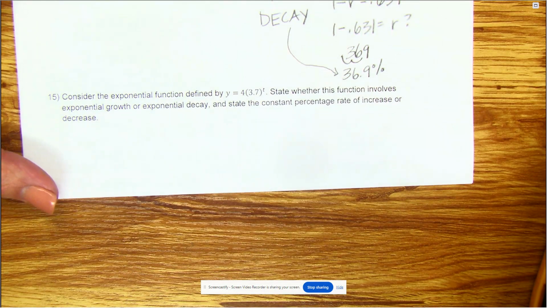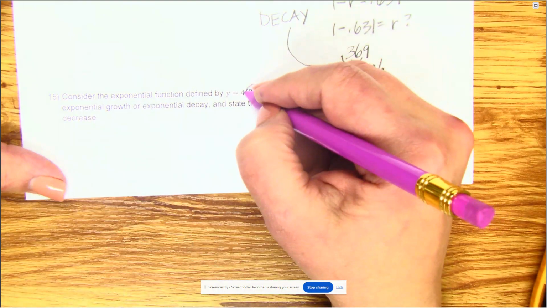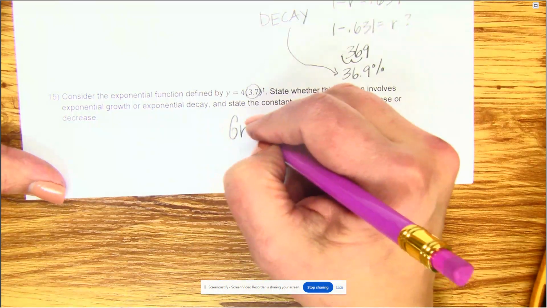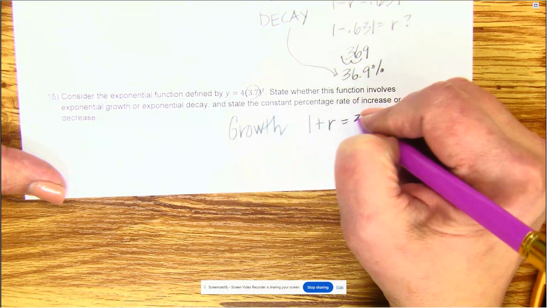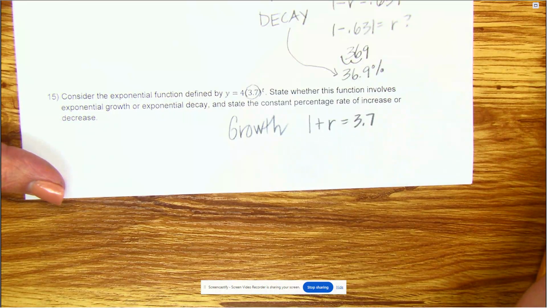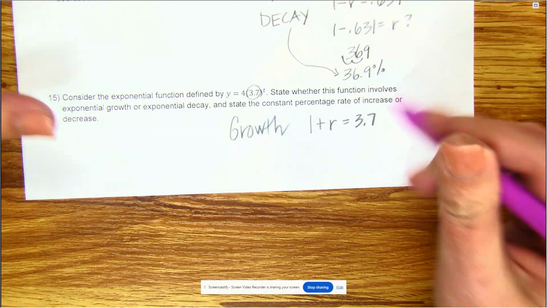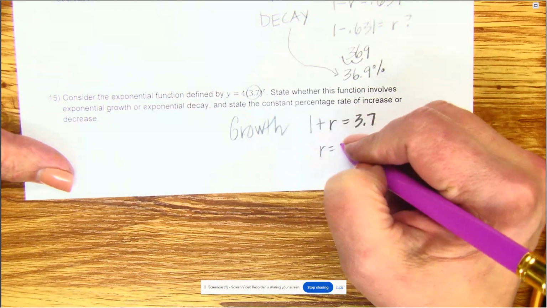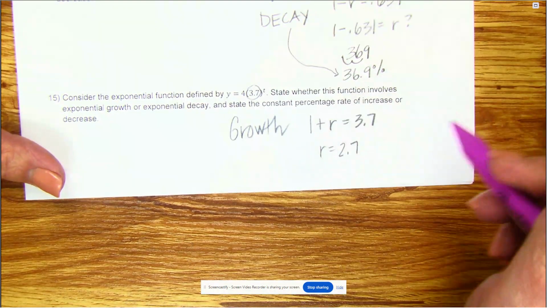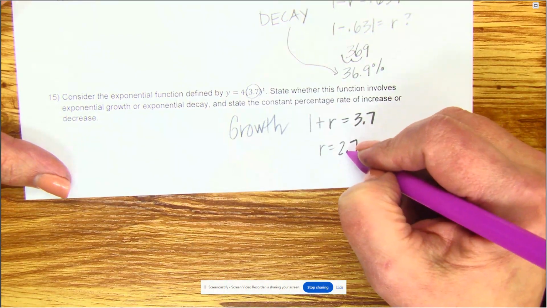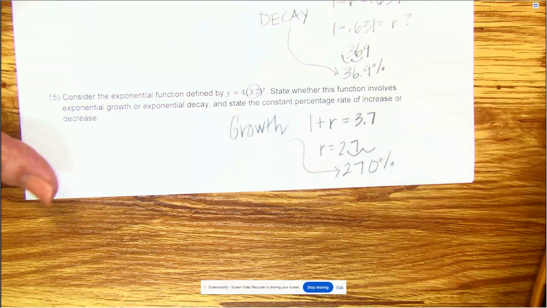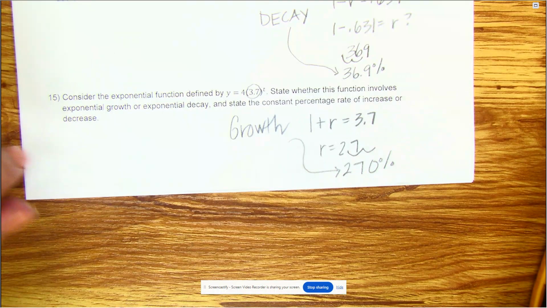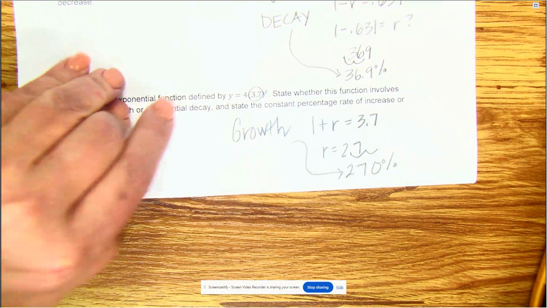Same thing here, new problem, growth or decay, and what's the constant percentage. So if the number in here is greater than 1, it's growth. This is greater than 1, this is growth. This time 1 plus something made 3.7, right? So maybe you could do that mentally, or take away 1. The rate is 2.7. That's as a decimal, right? So you got to move it over 2 places. That's actually a growth of 270%. So this is a growth of 270%.